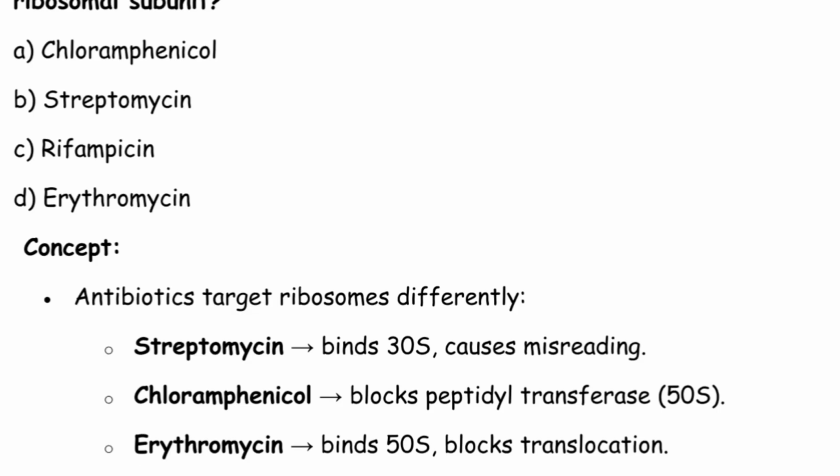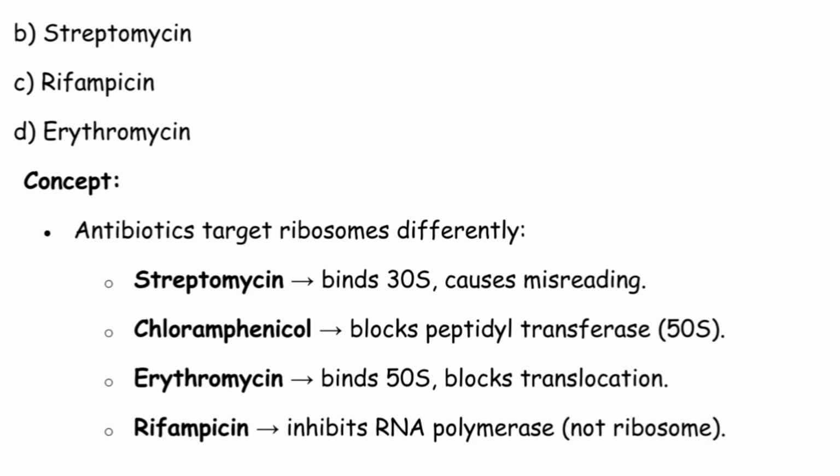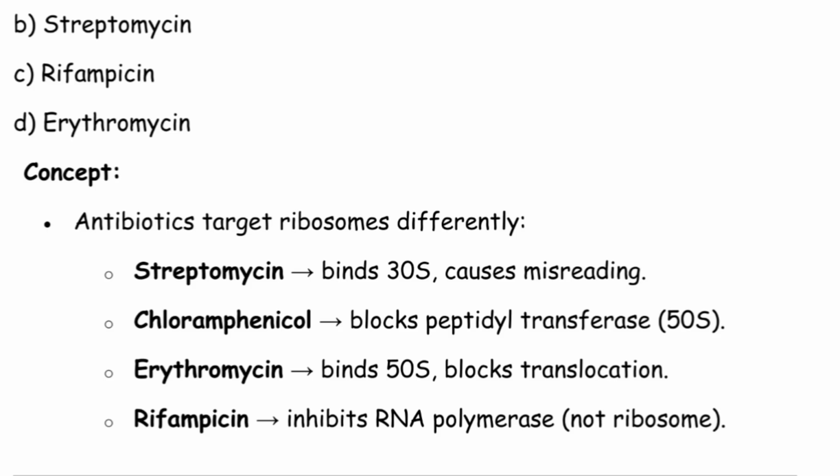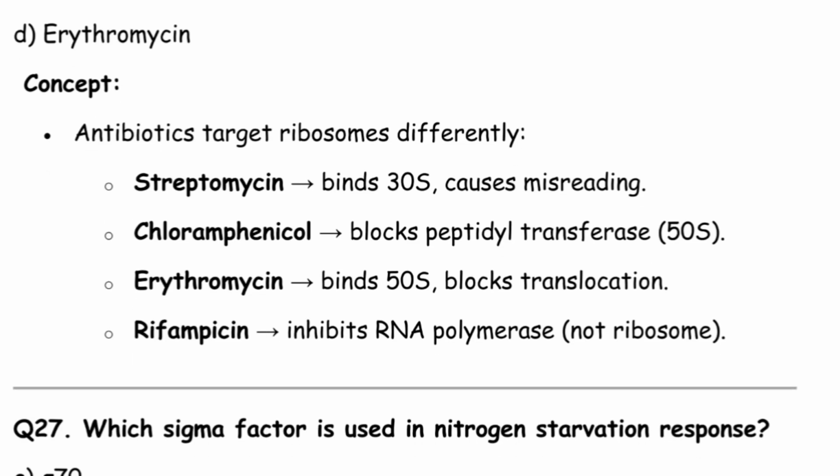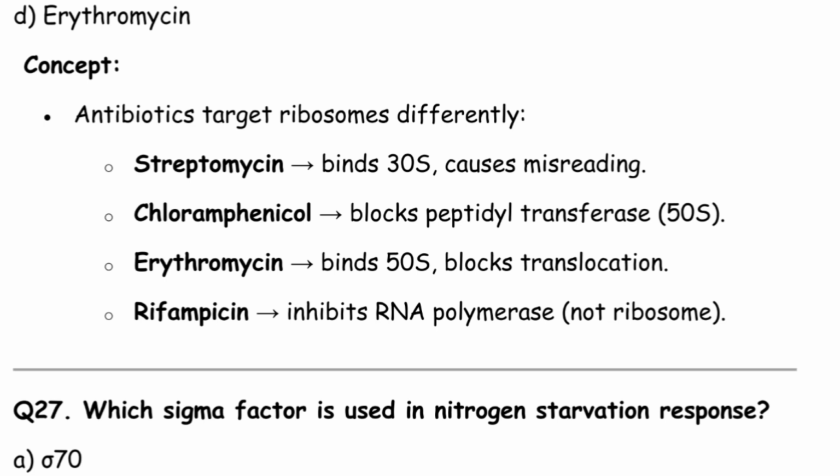Now streptomycin binds to 30S ribosomal subunit, as it causes misreading, while chloramphenicol and erythromycin bind to 50S subunit. Even though both have their target on the 50S subunit, they work differently. Chloramphenicol blocks an enzyme called peptidyl transferase, whereas erythromycin binds to 50S subunit and blocks translocation, that is movement of ribosomes, whereas rifampicin, as stated previously, inhibits RNA polymerase and not the ribosome. So you need to carefully study this mechanism of antibiotics and where they attack on prokaryotes.